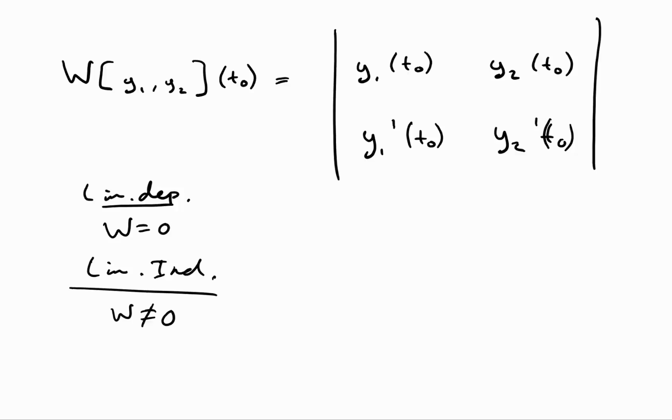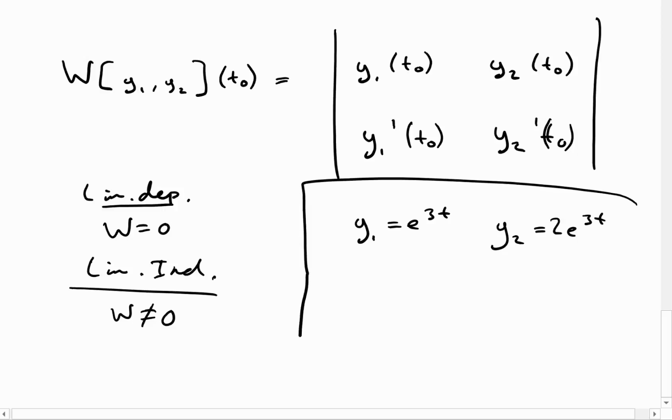Let's choose the two solutions we had before. y1 equals e to the 3t, and y2 equals 2 e to the 3t. We know they're linearly dependent, so we expect that the determinant of the Wronskian is going to be 0.